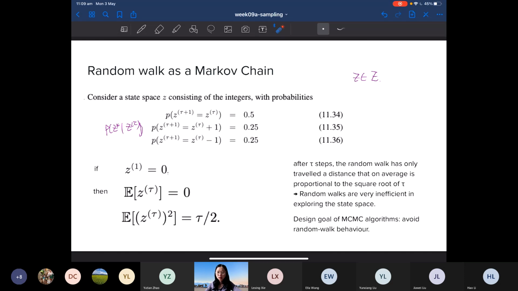So we know that the expected absolute distance we are away from the origin is going to be smaller than linear in this case. And well-known results in Markov chains can show that the distance is on average proportional to the square root of R.